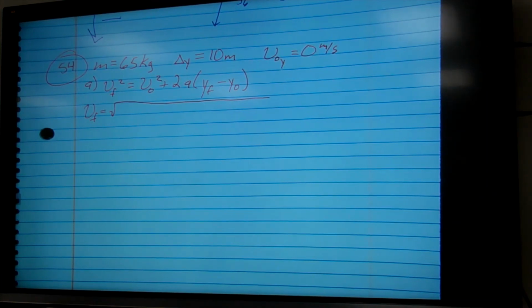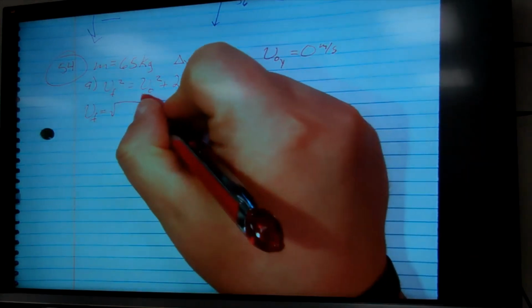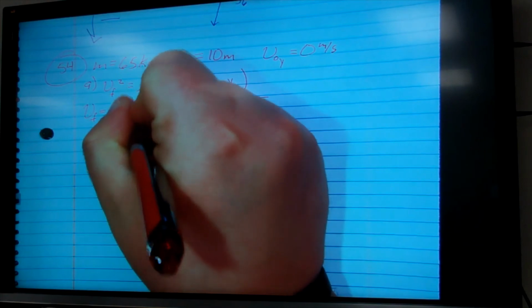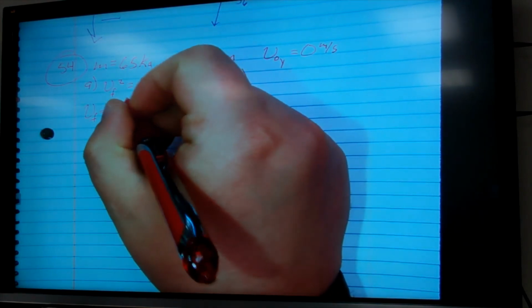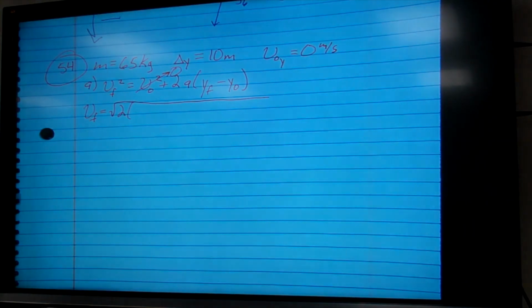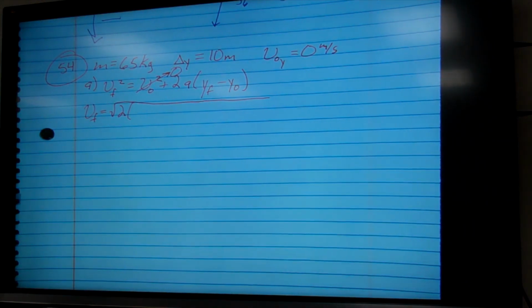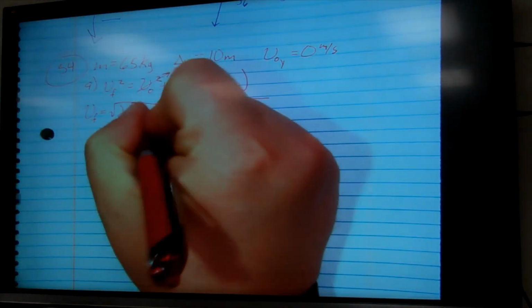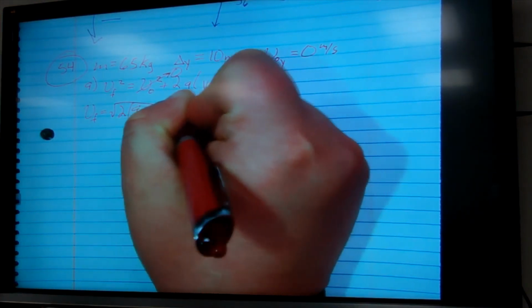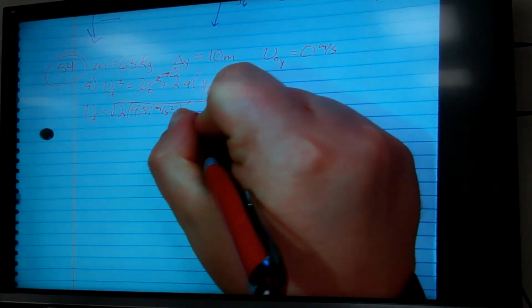The initial velocity is 0, so it's gone. So 2 times acceleration, we're in the y direction, so we're dealing with gravity. I'm going to make down positive. Everything's moving down, so I can just deal with positive numbers. So 9.81 meters per second squared times y final minus y initial, which is 10 meters.